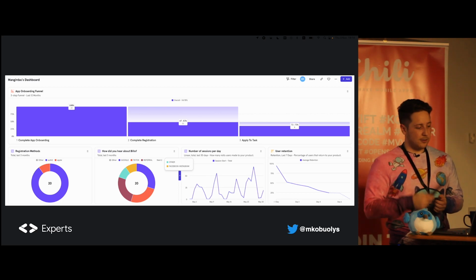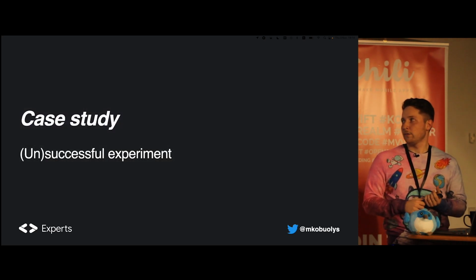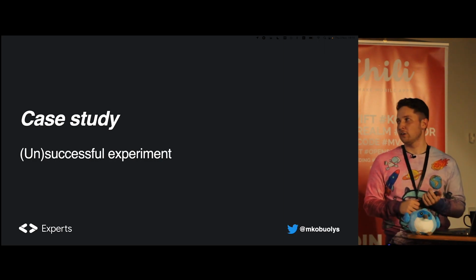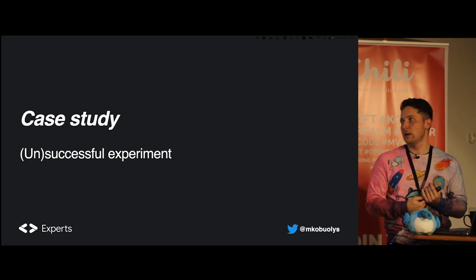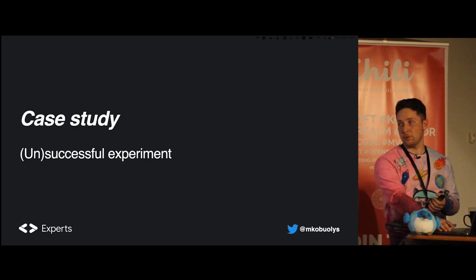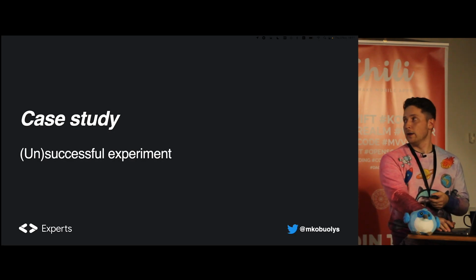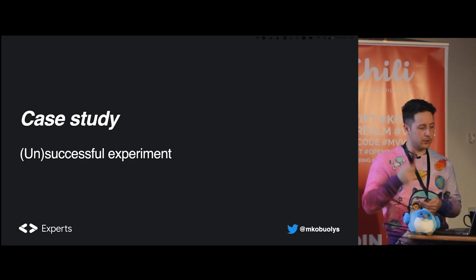And the last case study for today is unsuccessful experiments. So that basically explains a little bit to the last part when I told you about using feature toggles and testing in production, but also how you could validate your ideas in production, and maybe for a smaller group of people.